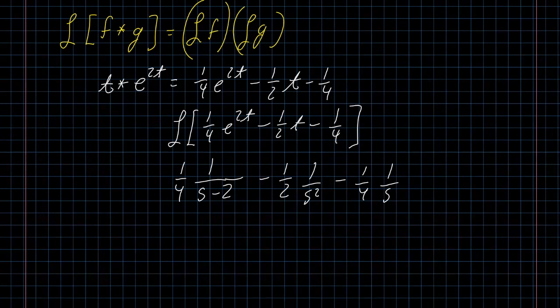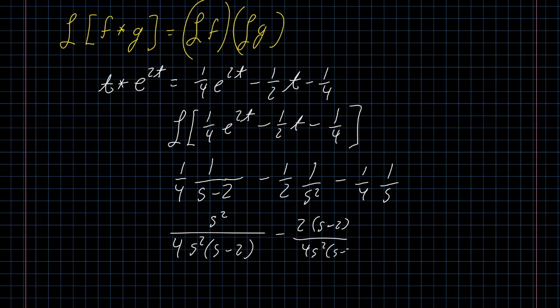Cleaning this up just a little bit, we've got, let's find a common denominator. It looks like it's going to be 4s squared times s minus 2, which means this first thing needs an s squared in the numerator. The second thing is going to need a 2 times s minus 2. And the third is going to need an s and an s minus 2.